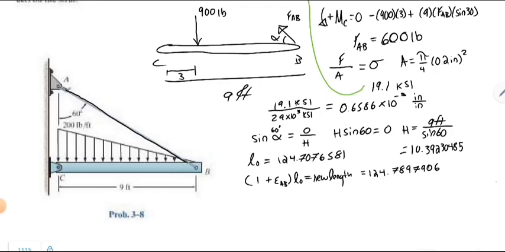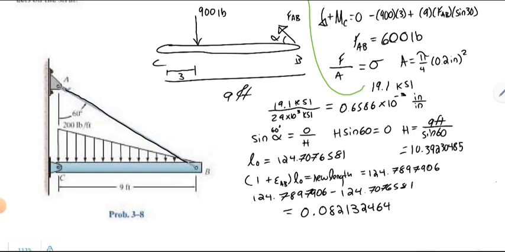Now we can subtract the original from that. So let's write out the whole thing just for simplicity. That's going to equal our answer right there. Subtract 124.7076581. And so our change in length, or our answer, is 0.082132464. Suppose it asks for 4 sig digs, 0.08213 inches. Box your answer and you're good to go.